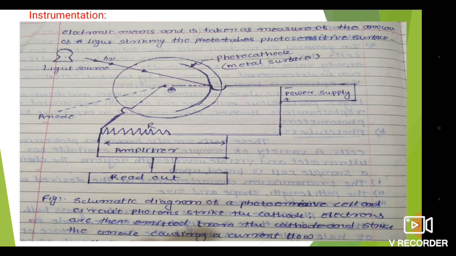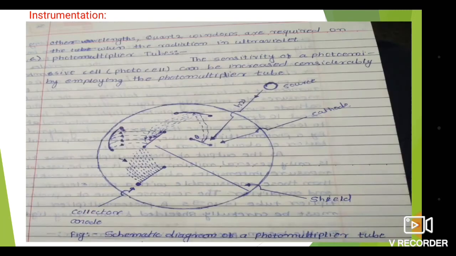And the next one is the photomultiplier tube. The sensitivity of the photoemissive cells, that is photocells, can be increased considerably by employing the photomultiplier tube, because here multiplication of the electrons at the dynodes takes place. A simple photomultiplier tube is as shown in the figure.